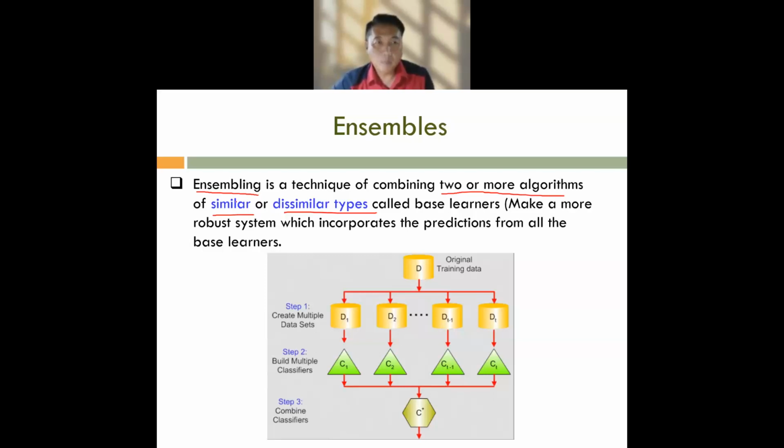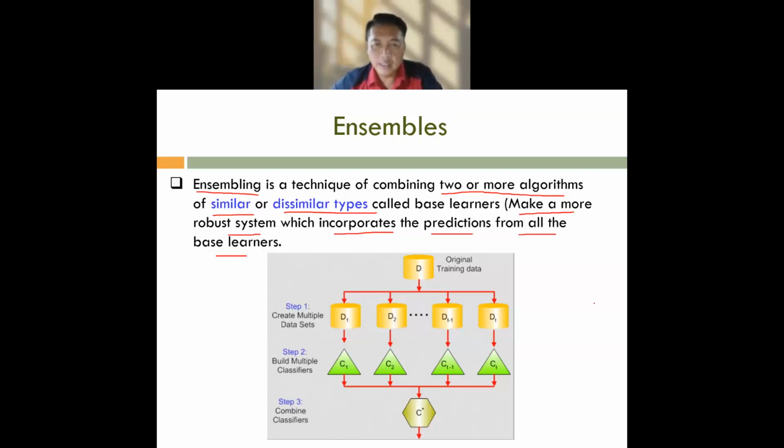Okay, so by combining them, we will make a more robust system which incorporates the prediction from all the baseline, meaning that some classifier may have advantages, some may have disadvantages, but by combining them, basically we are trying to get a robust system which is very flexible in terms of performing the prediction.